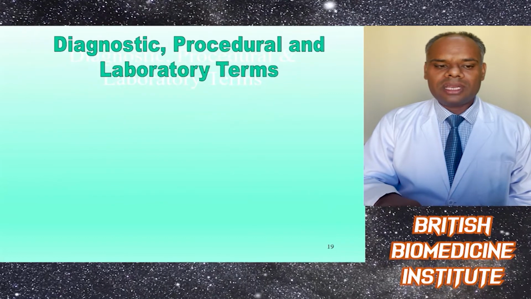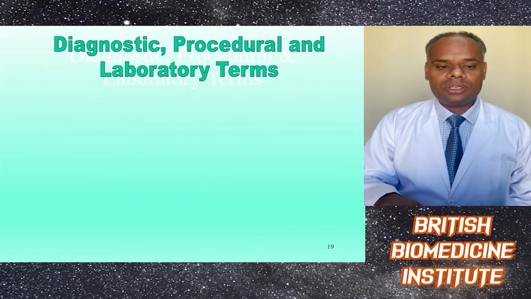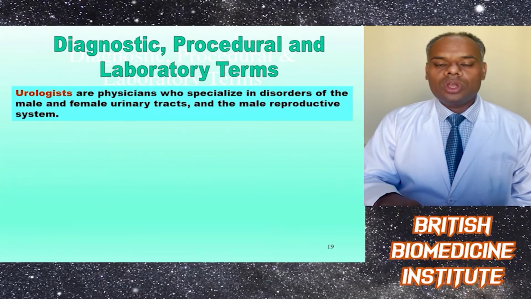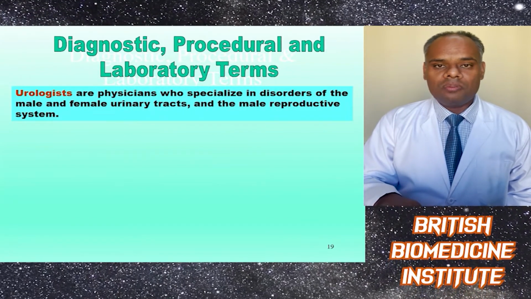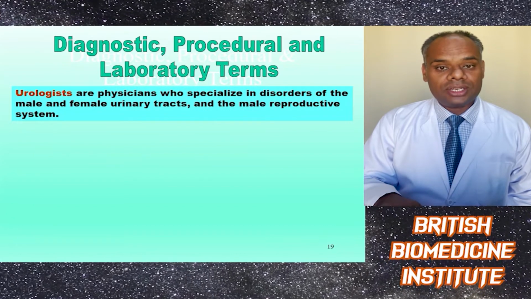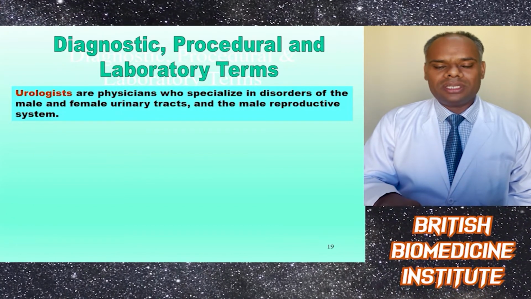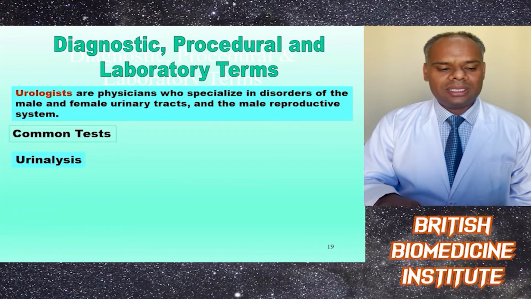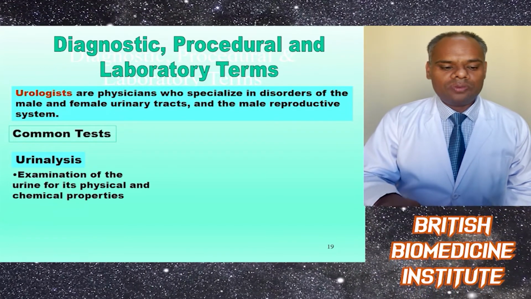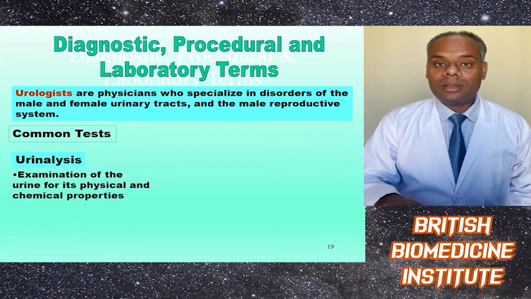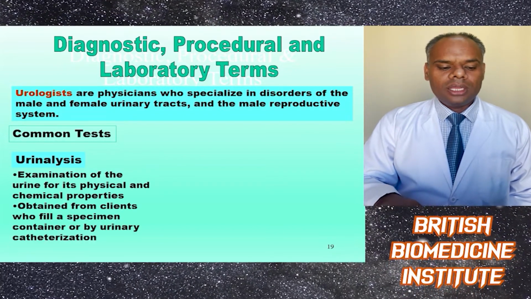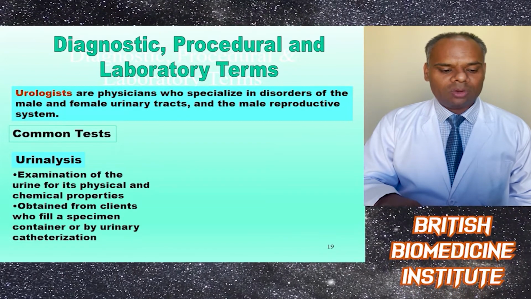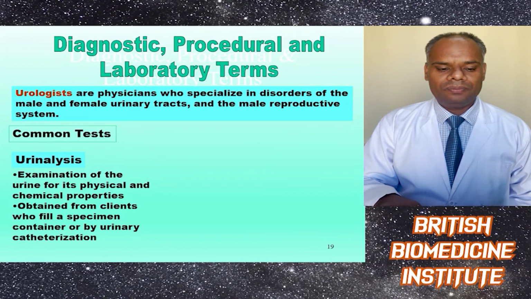So now come the diagnostic procedures and laboratory terms. A urologist is basically a physician who specializes in disorders of the male and female urinary tract and the male reproductive system. So the common test will be urinalysis. It is basically an examination of urine for its physical and chemical properties. It is obtained from subjects who fill a specimen container or by urinary catheterization.